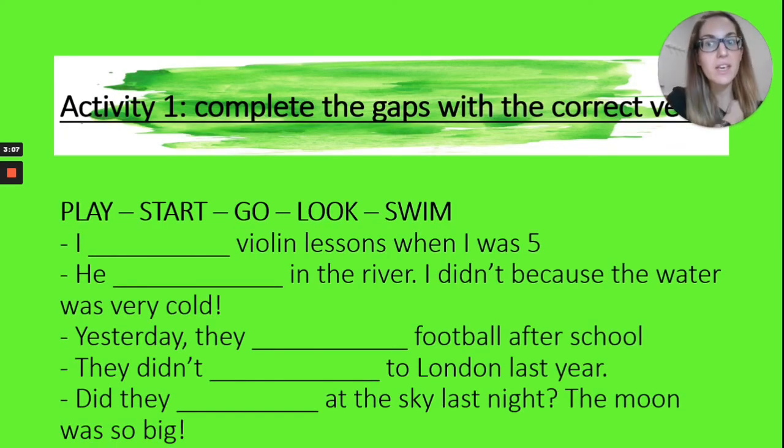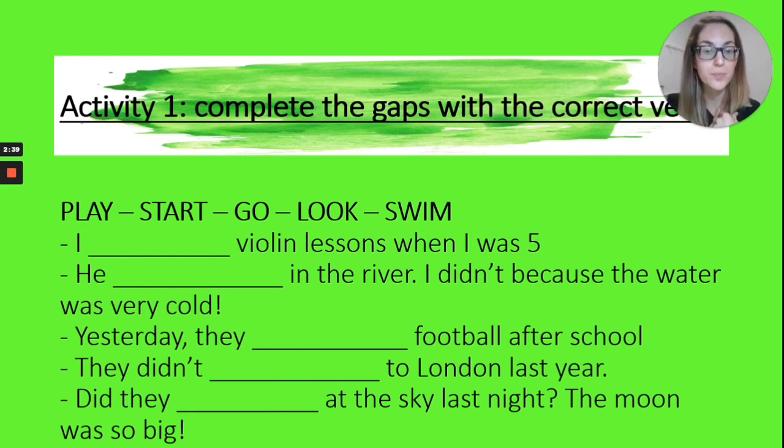2 activities, very easy activities to finish this video. Activity number 1, complete the gaps with the correct verb. So we have play, start, go, look, and swim. I violin lessons when I was 5. He in the river. I didn't because the water was very cold. Yesterday they football after school.